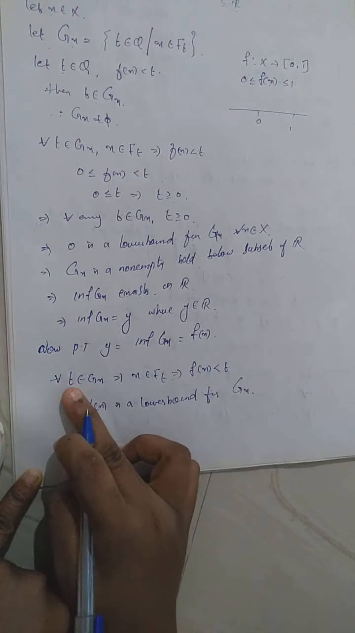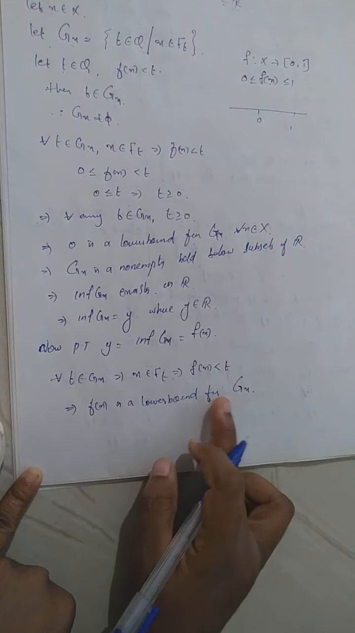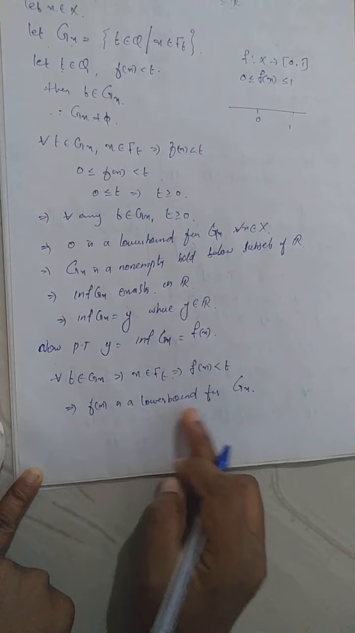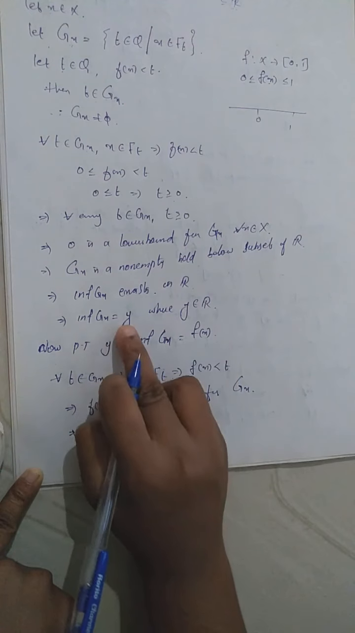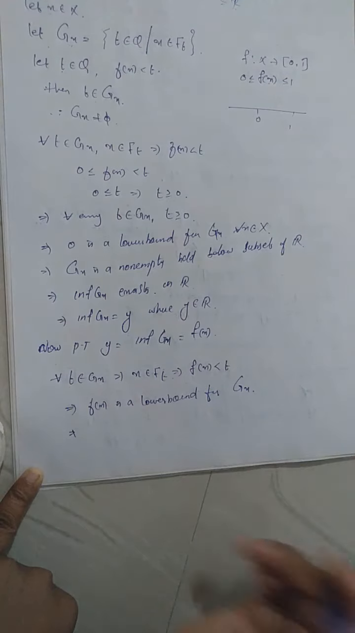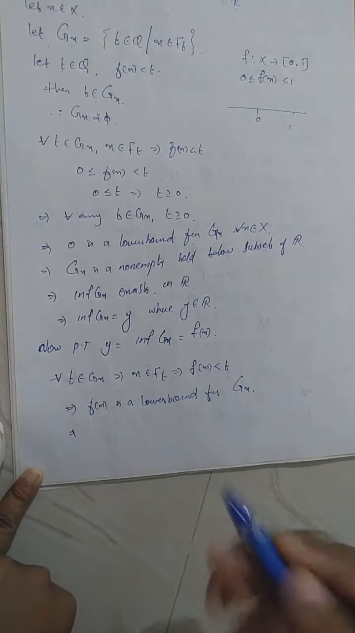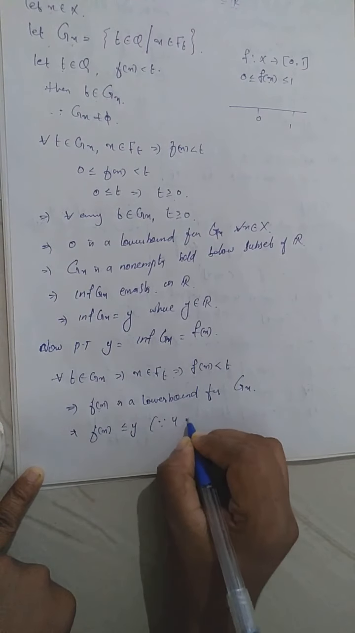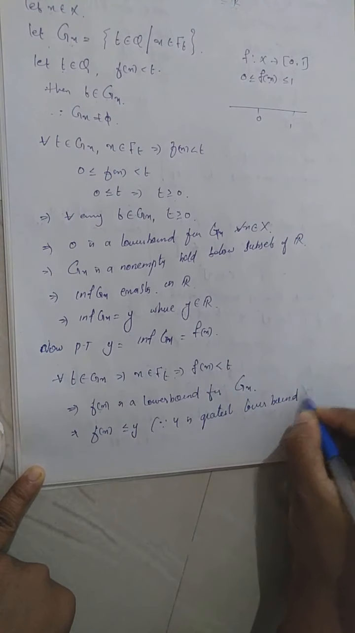Whichever element t we take in gx, that t is greater than f of x. So if all the t's have this property, f of x acts as a lower bound for all the elements in gx. So f of x is a lower bound for the set gx, right? And what is y? y is taken as the infimum of gx. What is an infimum? Infimum is the greatest lower bound, right? Since f of x is an arbitrary lower bound and y is the infimum, y must be the greatest lower bound, therefore f of x is less than or equal to y, since y is the greatest lower bound of gx.